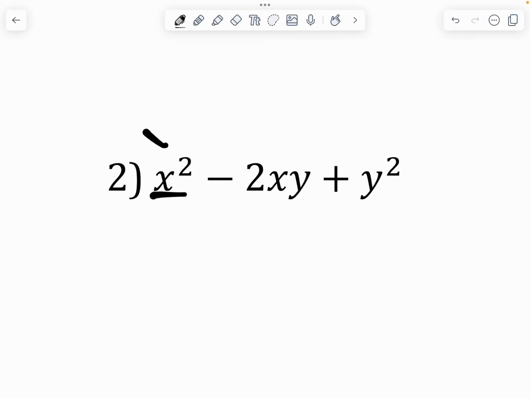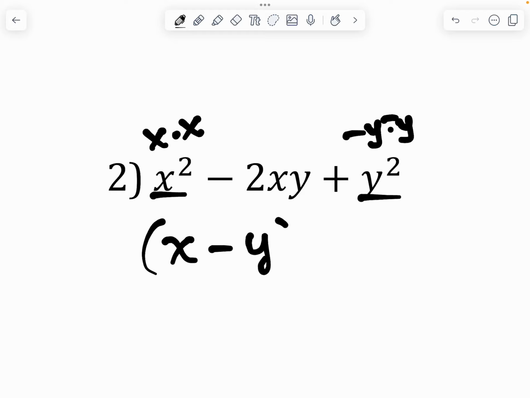X squared is x times x. Y squared is y times y. If we add x and y together, we're going to get negative 2xy. So y squared is negative y times y. All right, so this is going to give us x minus y quantity squared.